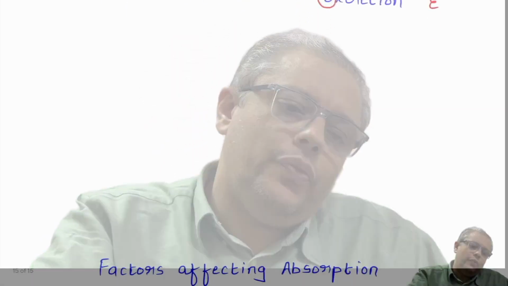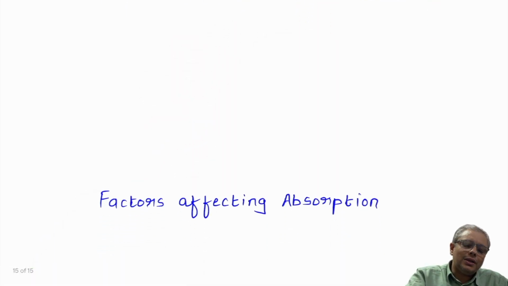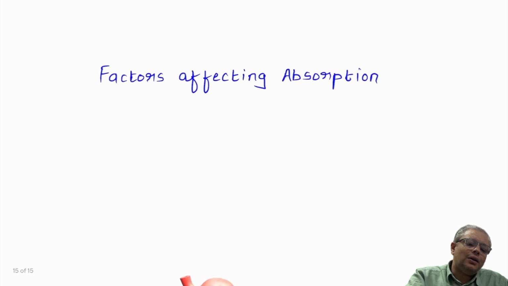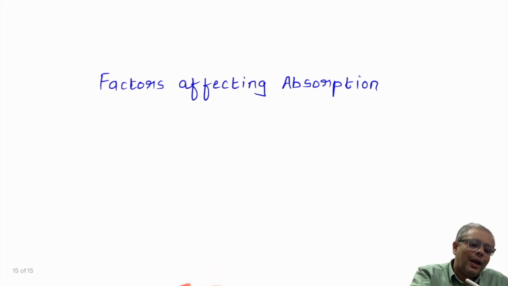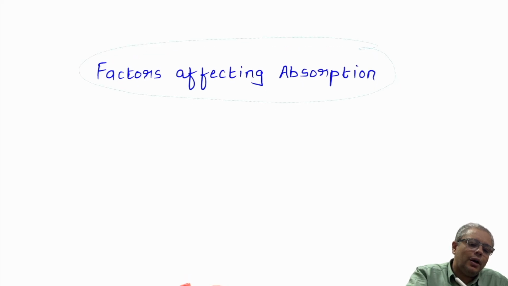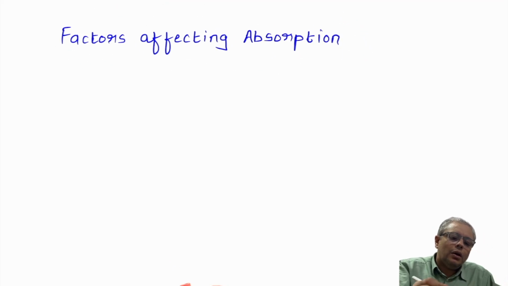Then we saw what absorption is. Absorption means the movement of the drug from the site of administration into the systemic circulation. Today we are going to discuss the factors affecting absorption. Which are the different factors that affect absorption?